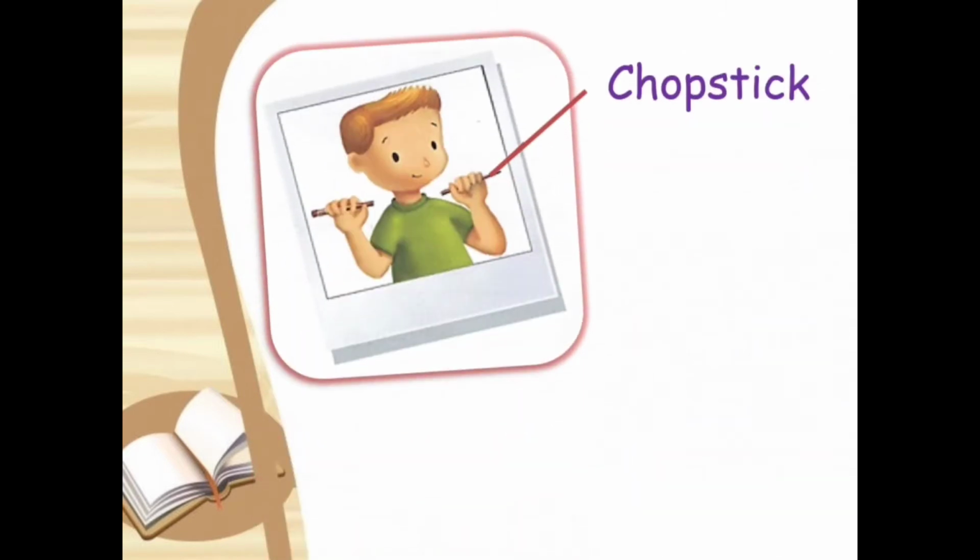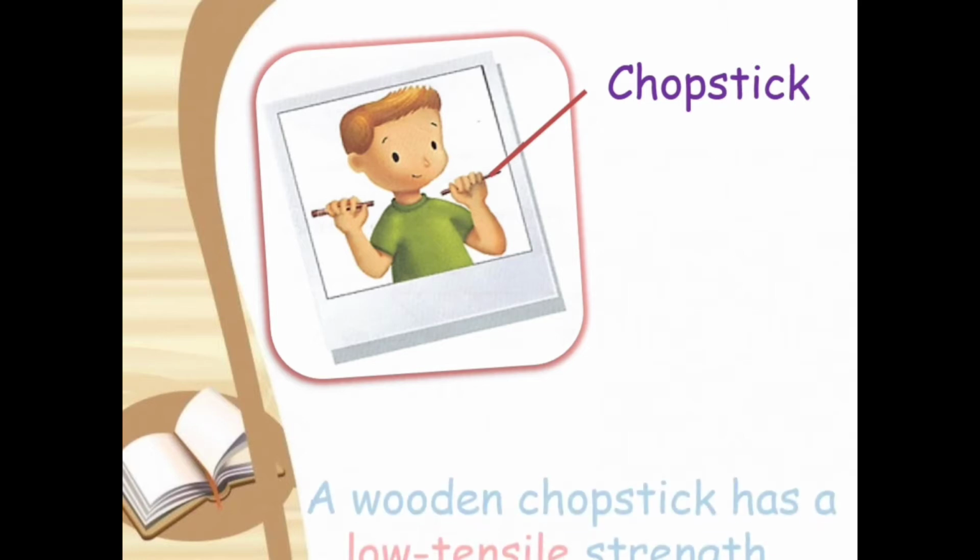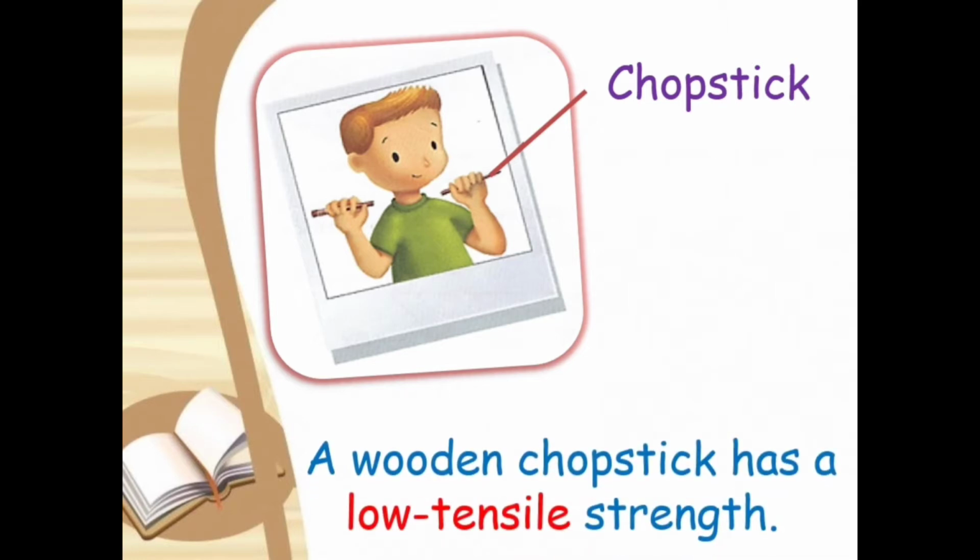What do you see on the picture? Yes, a boy is holding a chopstick and he can break it easily because a wooden chopstick has a low tensile strength.